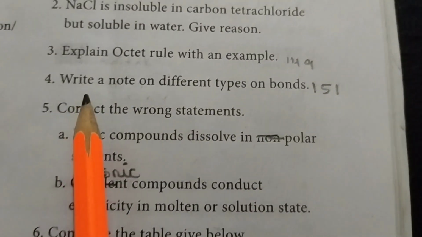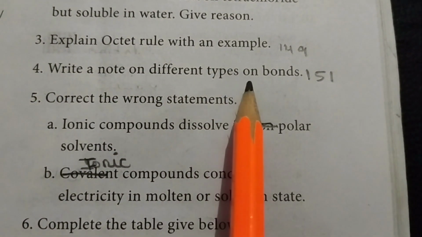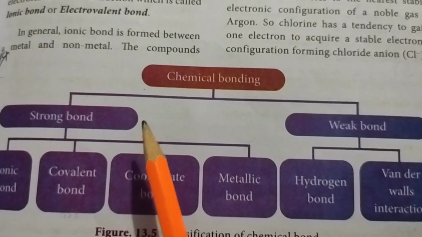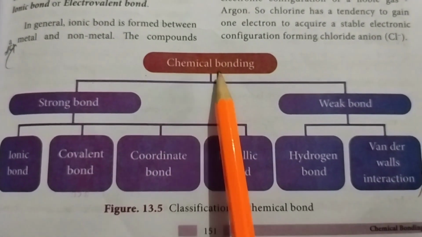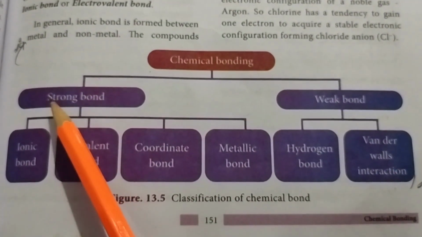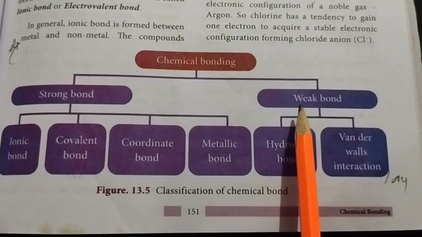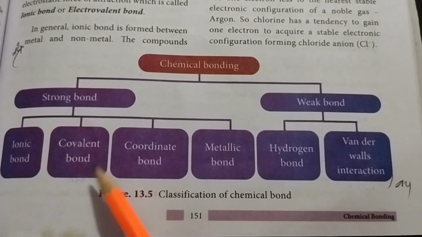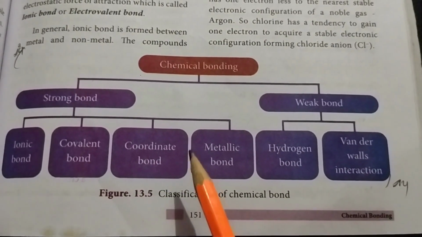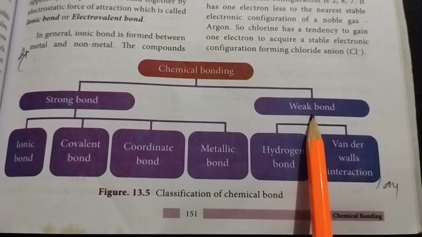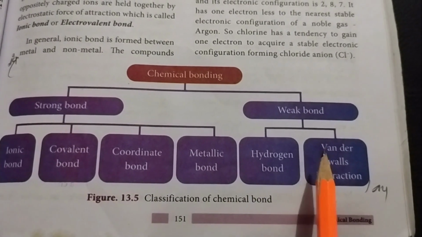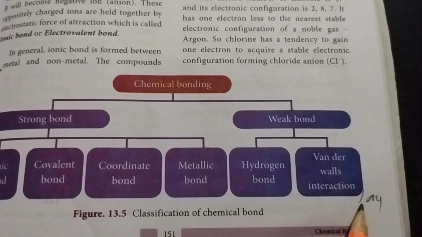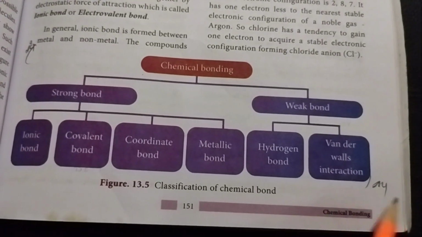Then fourth one, write a note on different types of bonds. Take page number 151. 151ல the chemical bonding இருக்குல்ல அந்த table columnsல strong bond and weak bond. Strong bondல ionic bond, covalent bond, coordinate bond, metallic bond. Then weak bondல hydrogen bond, van der Waals interaction. இது வரைக்கும் second Roman letter, fourth question answer.